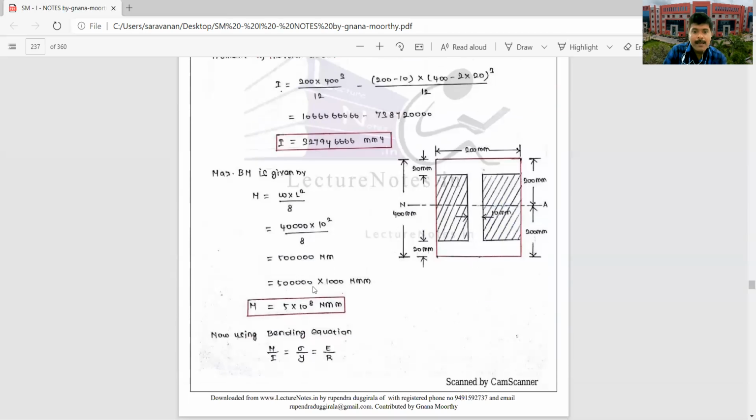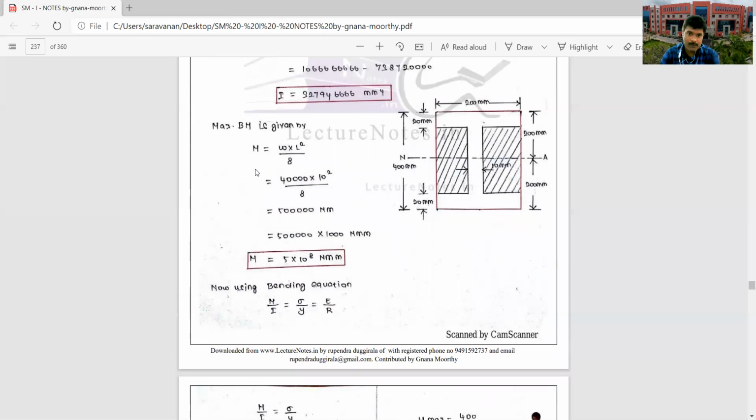Right, so now the maximum bending moment value. How can you find out the maximum bending moment? You know, for a simply supported beam subjected to UDL, the maximum bending moment will be WL square by 8. The W value is given in the problem, and the length is given. So 40,000 W into length 10 the whole square by 8. You will get the moment value, that is 5 into 10 power 8 Newton mm.